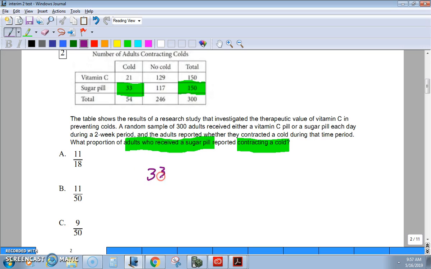So it's going to be 33 over 150, and I noticed that that's not one of the answers, but you should be careful next time because they may make, well, I guess they wouldn't in this particular case, never mind. If we reduce this, 3 can go into both of these numbers. 3 can go into 33 11 times, and 3 can go into 150 50 times. So the answer is B.